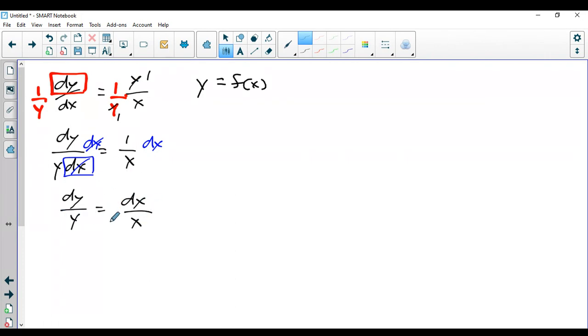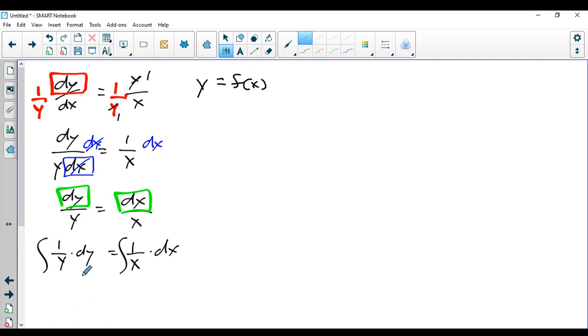So now why is this good? Well, it's good for a couple of reasons. One, my dy's and my dx's are up top, and that needs to happen. And the other is that they're connected with multiplication. And I know it looks like division, but we can rewrite this as 1 over y times dy equals 1 over x times dx. So that means they're basically Riemann integrable. So that's the green light to integrate the left side, integrate the right side.